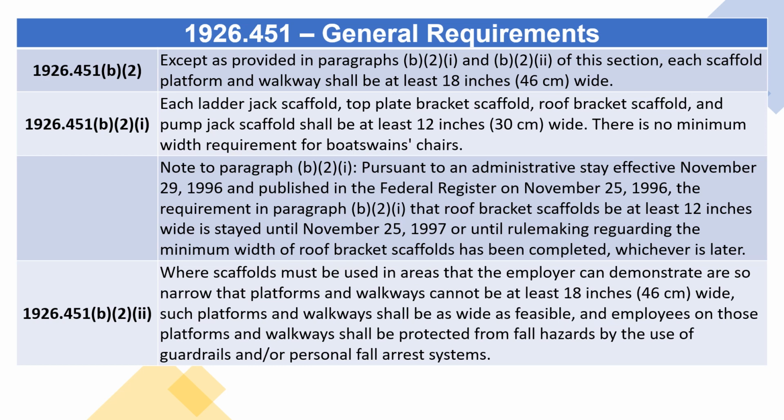1926.451(b)(2)(ii), where scaffolds must be used in areas that the employer can demonstrate are so narrow that platforms and walkways cannot be at least 18 inches (46 centimeters) wide, such platforms and walkways shall be as wide as feasible, and employees on those platforms and walkways shall be protected from fall hazards by the use of guardrails and/or personal fall arrest systems.